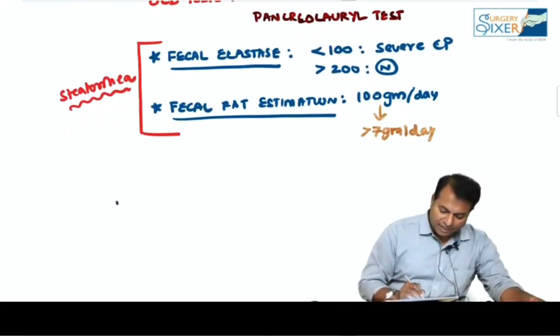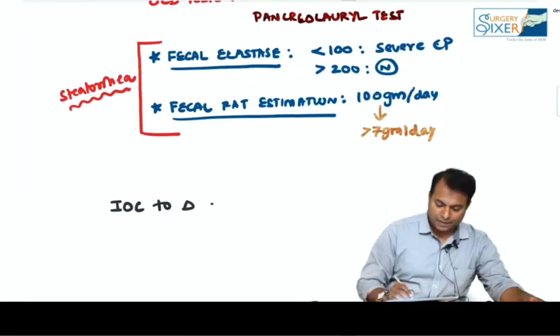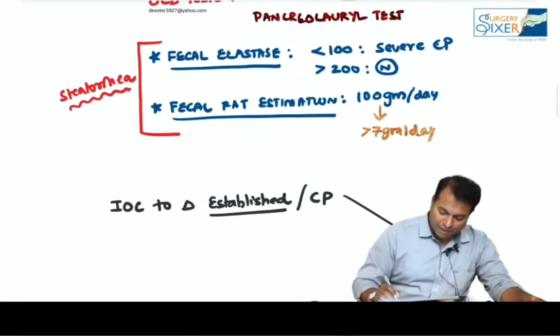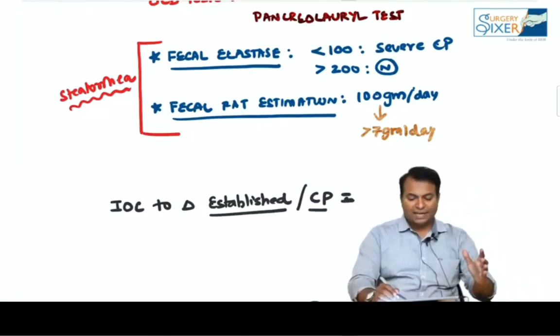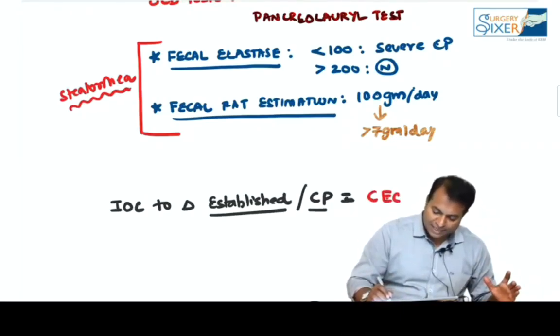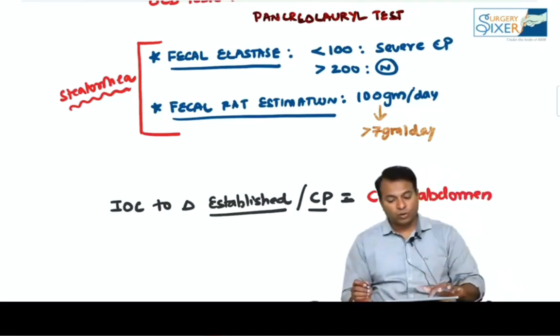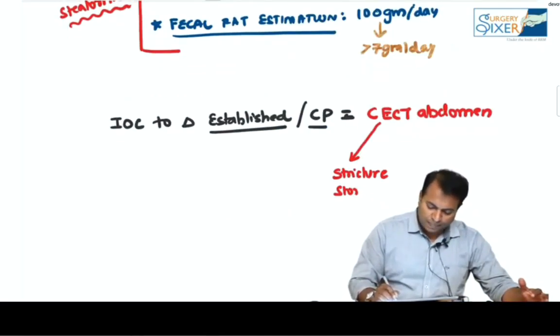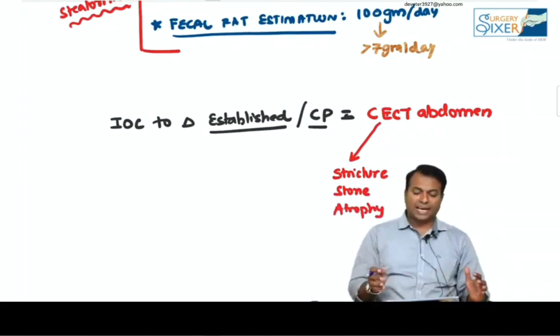But anyhow, what is the investigation of choice to diagnose established chronic pancreatitis? Please remember this point. If it is not mentioned as established and the question is only chronic pancreatitis, the answer is what? For established chronic pancreatitis diagnosis, as usual, it's a retroperitoneal organ, the answer is CECT abdomen. That is the investigation of choice to diagnose established or a long-term case of chronic pancreatitis, which will show you stricture in the duct, stone in the duct, atrophy of the pancreas. All those things can be diagnosed on a CT scan.